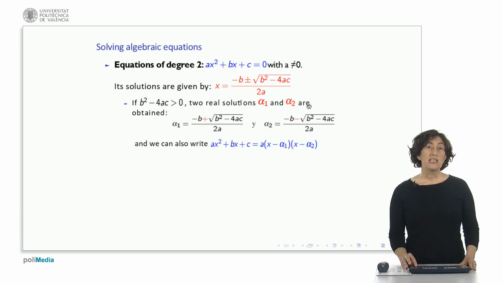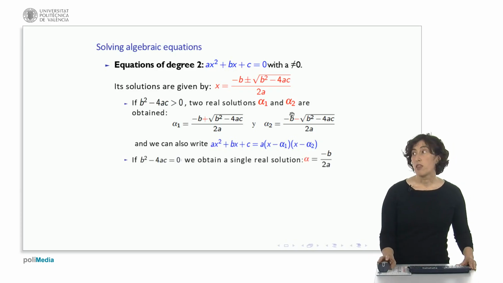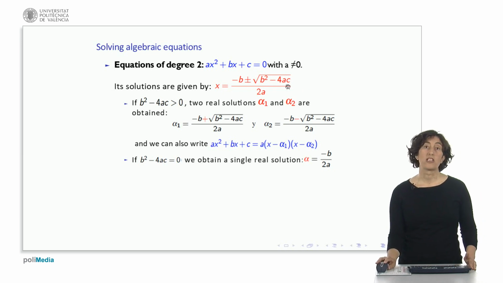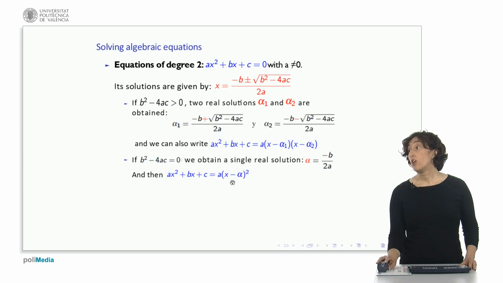What happens if b squared minus 4ac is equal to 0? In that case, this root disappears since it is 0, and I obtain a single solution, minus b divided by 2a. So, this is the only solution of the equation, and then the polynomial ax squared plus bx plus c would be written as a times x minus alpha squared.